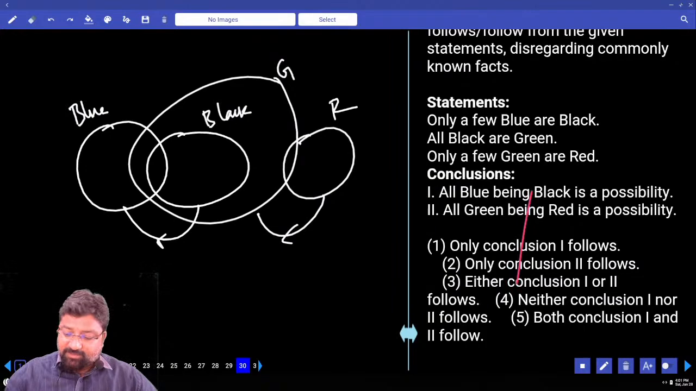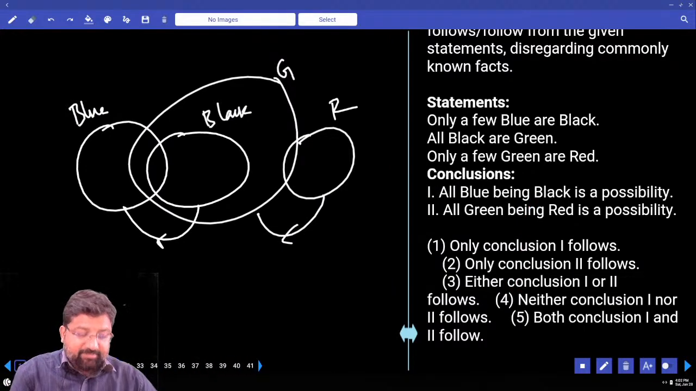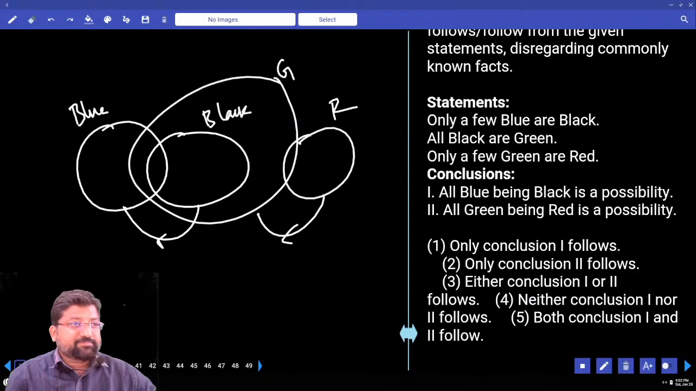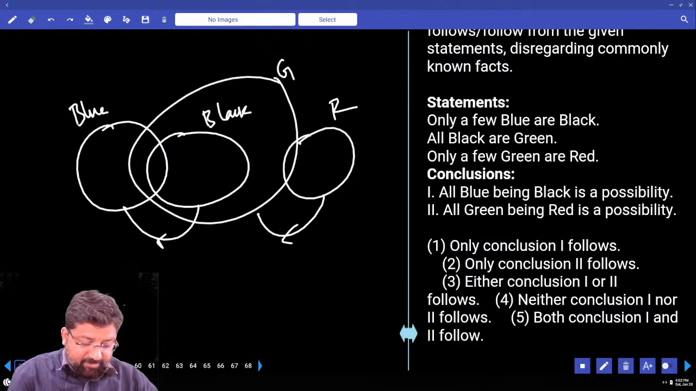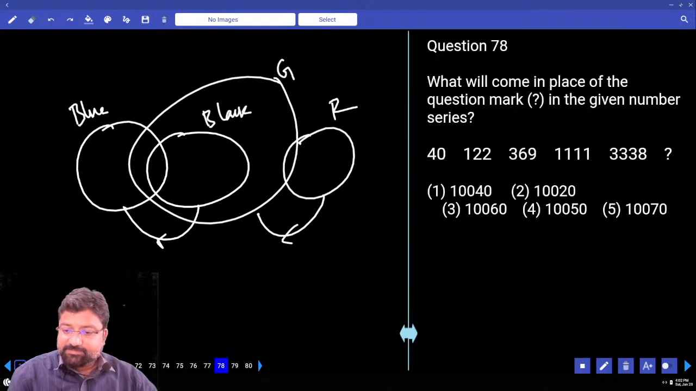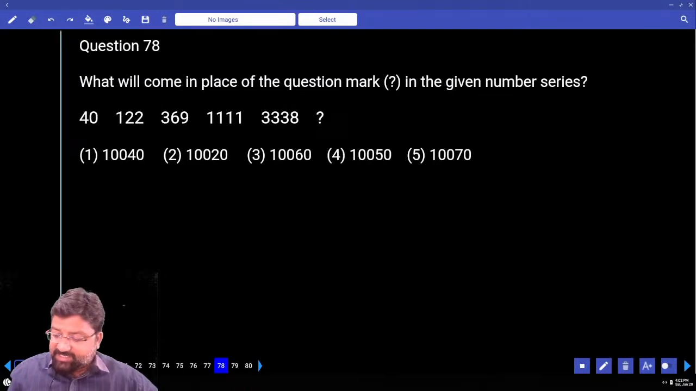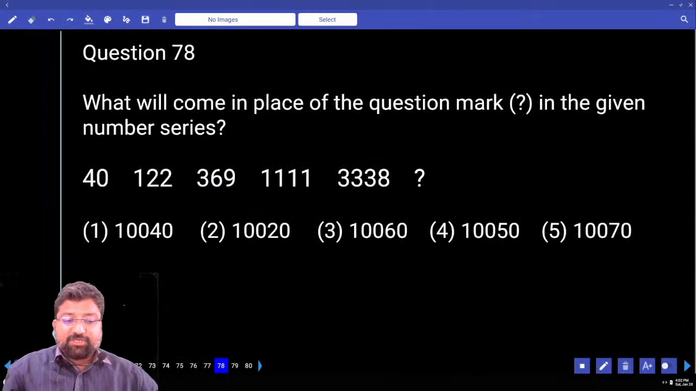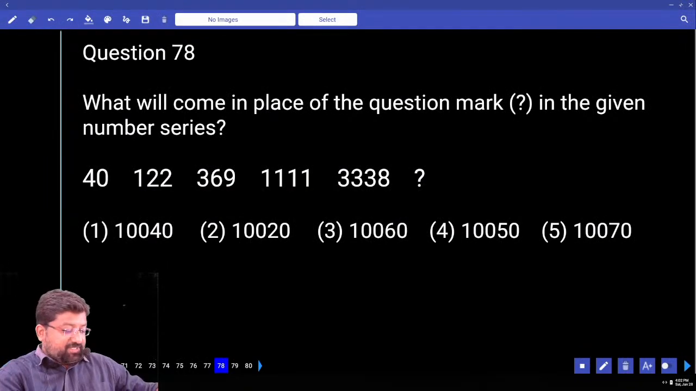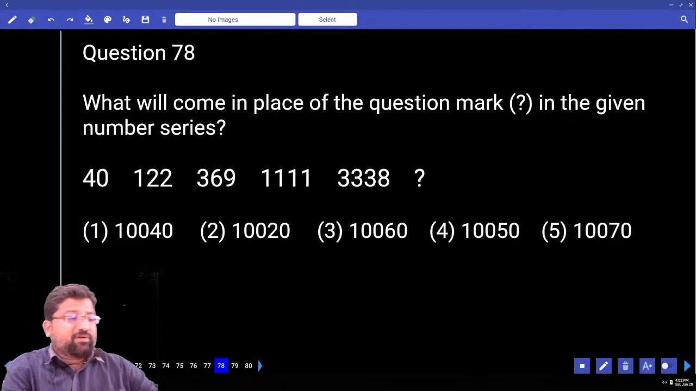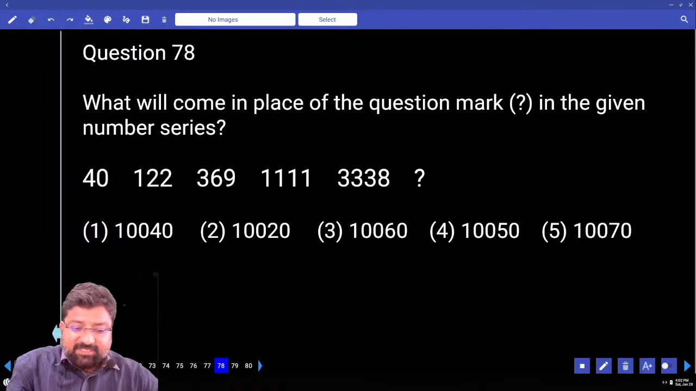Next, let's go for number series. Question number 78 is the number for number series. Increasing or decreasing? Huge increase, gradual increase, huge, very huge. Is this missing number or wrong number? Missing number. This one itself, last two numbers are enough to guess the logic.